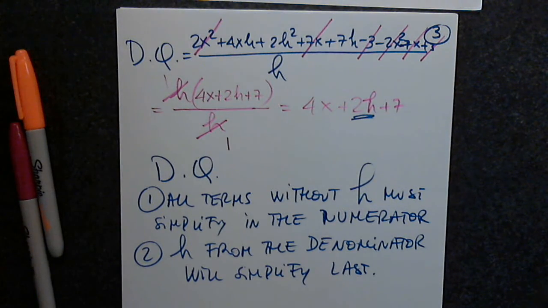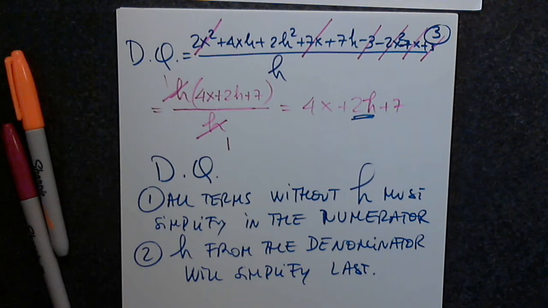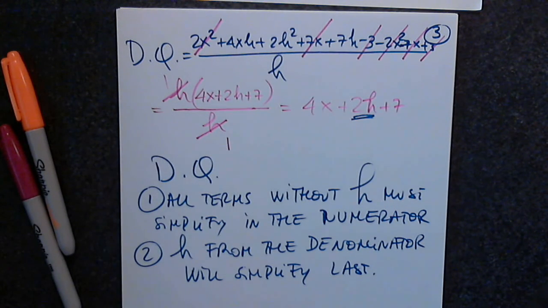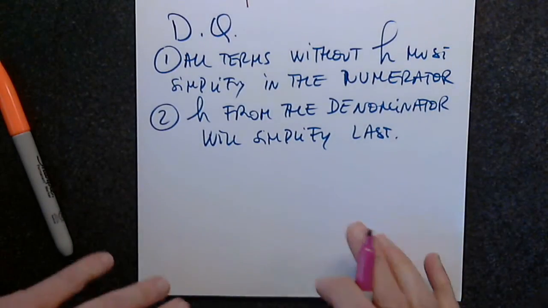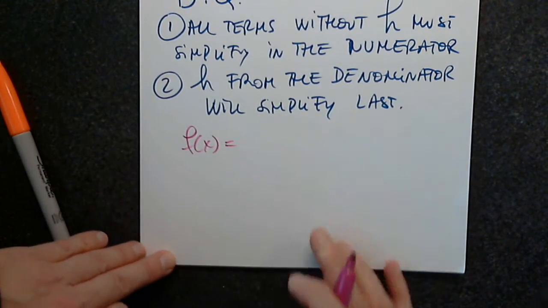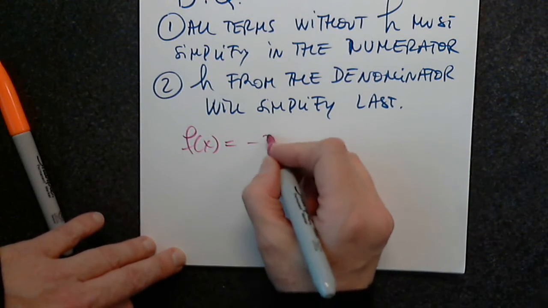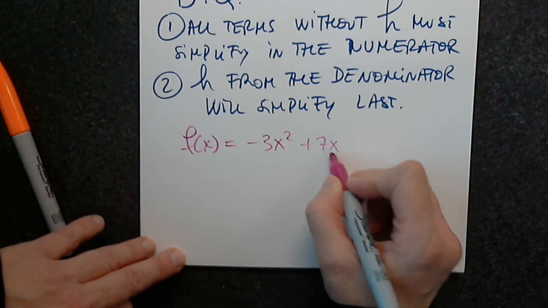Any questions about the difference quotient? Should we choose another problem? Okay, please choose another function. And then I'd like to talk about odd and even functions and max min. Okay, can you give me another function, please? Any function? Negative 3x squared plus 7x plus 10.